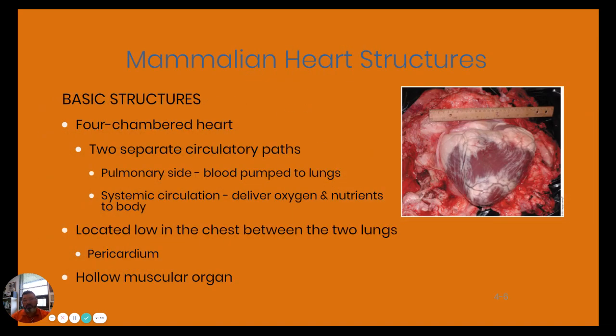Okay, let's look at the mammalian heart structure. Again, it's a four-chambered heart. You should know that. Good basic high school or junior high biology. Two separate circulatory paths: the pulmonary side and the systemic circulation side. Generally located somewhat lower in the chest, right between the two lungs, and protected by what we call a pericardium or a pericardial sac. It's a very hollow, muscular, striated muscle organ.